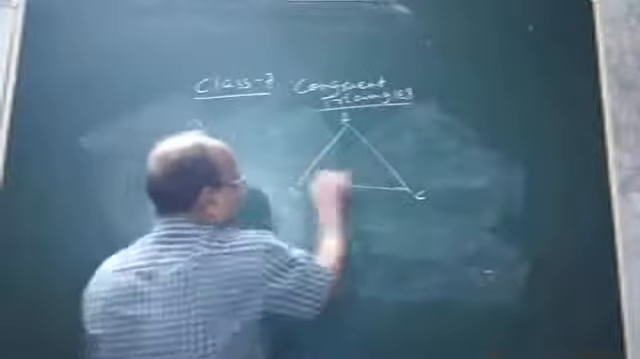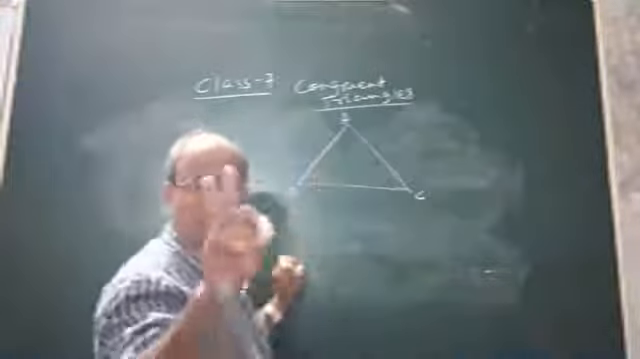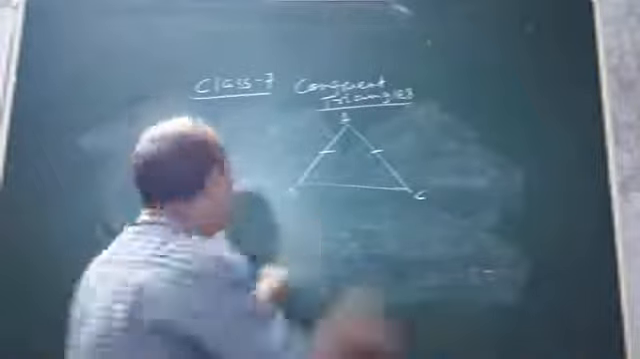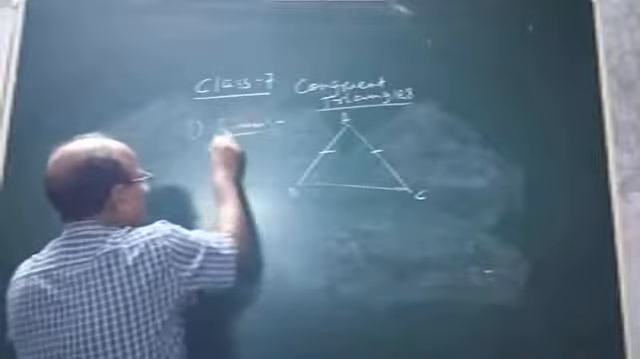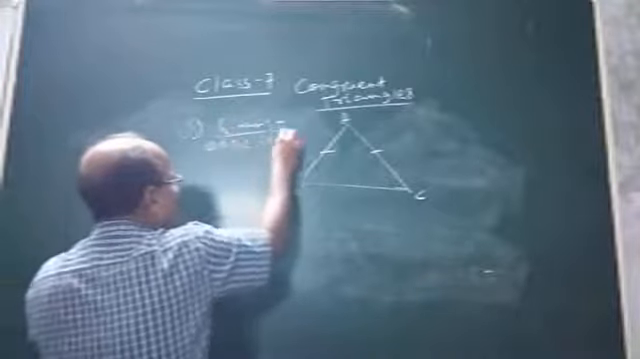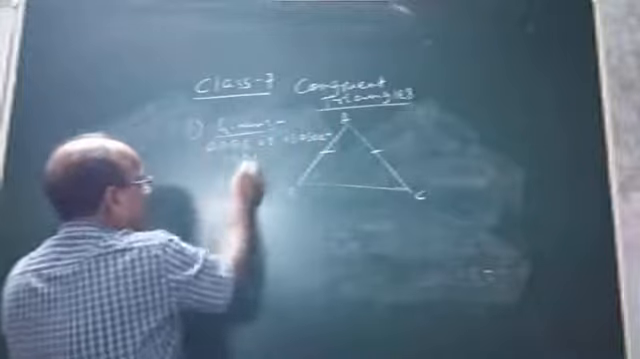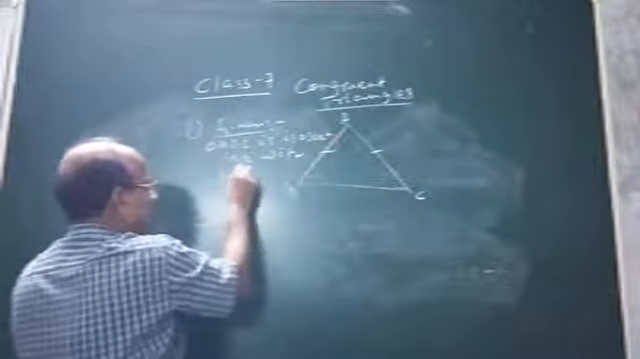See, suppose you are given a triangle ABC, an isosceles triangle. You know what an isosceles triangle is? Two sides equal. Suppose this side and this side are equal, given. That means you are given, what is given? Triangle ABC is isosceles with, suppose, AB equal to AC. You are given AB equal to AC.